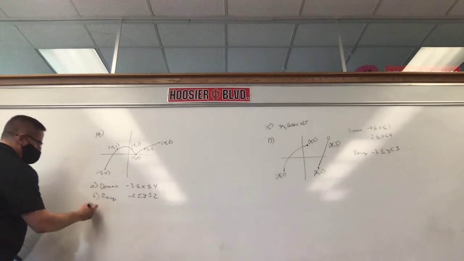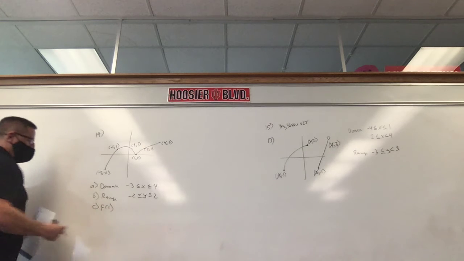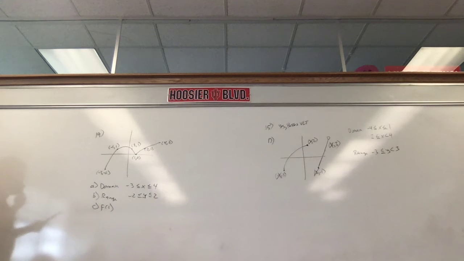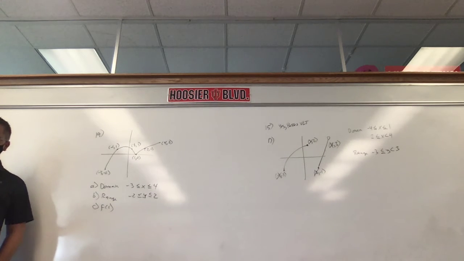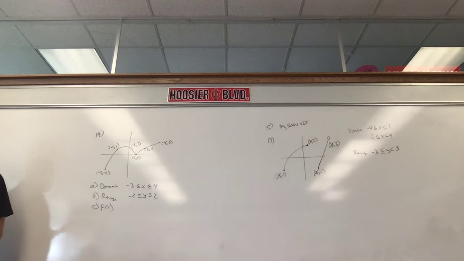Part C. Okay, f of 1. What that means is this. I want to make sure that when you look at part C and part D, before I actually do C, look at D also, okay? C says f of 1, D says all x such that f of x is 1. Those are not the same question. Those are two total opposites, okay?